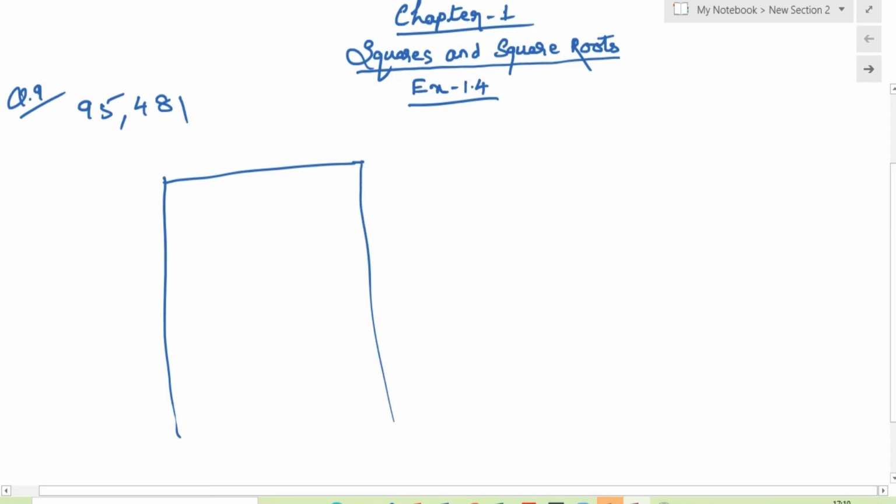Again we will keep it inside the box, that is 95,481. 81 is one pairing, 54 is one pairing, 9. Now again you know that in the rough work we will go ahead with this, that 3 3s are 9, so we'll go ahead with this procedure.